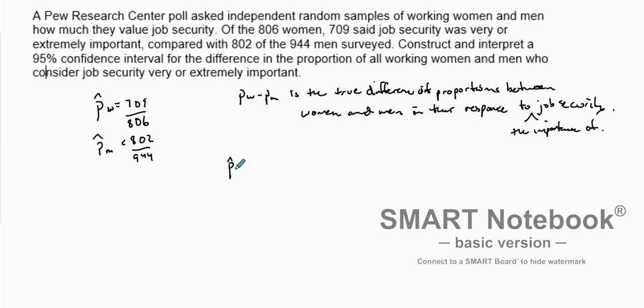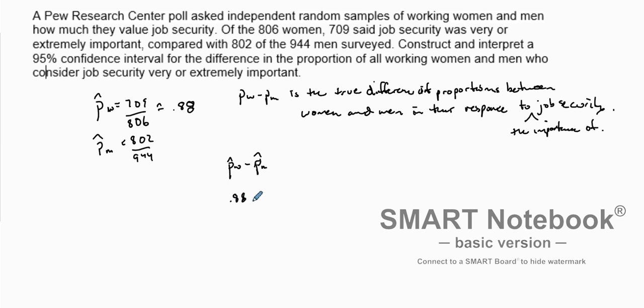We're going to take this right here and subtract that from P of M. And so I'm going to find out what those two values are. If I take 709 and divide it by 806, you should get a value of approximately 0.879. I'm going to round that, so we're going to have 0.88.